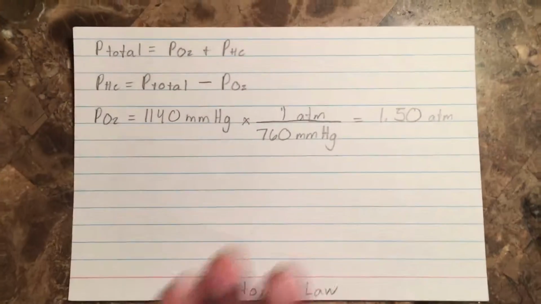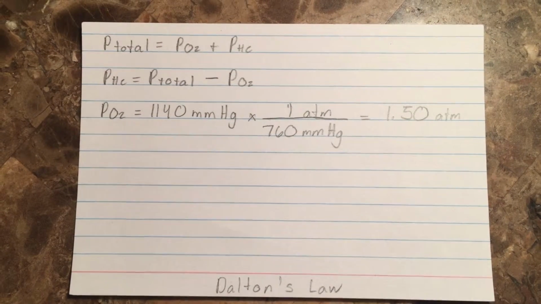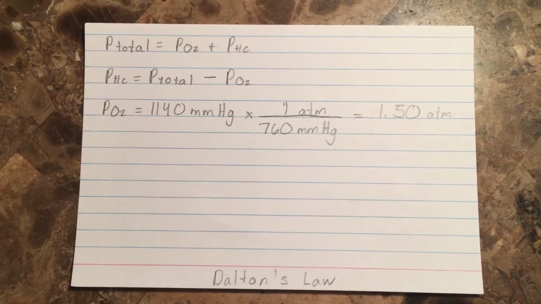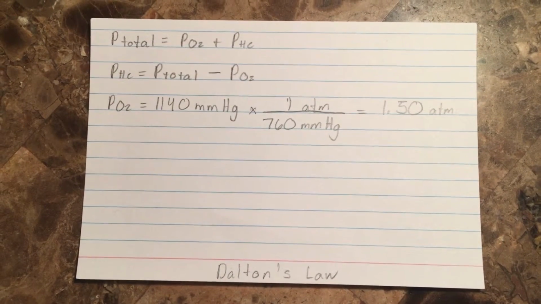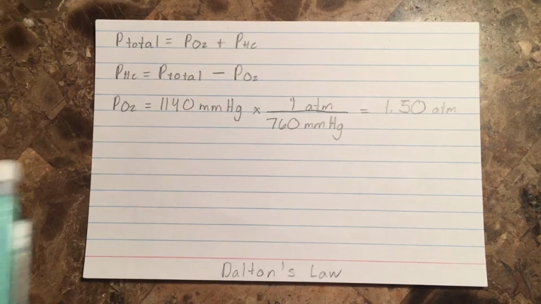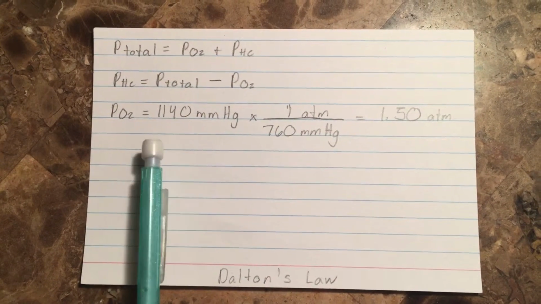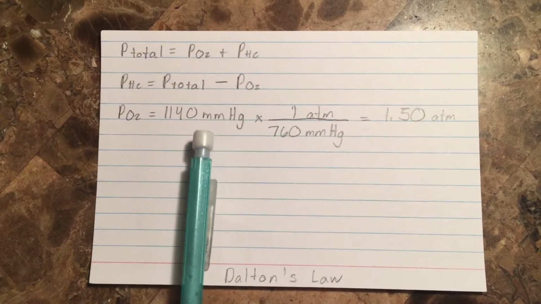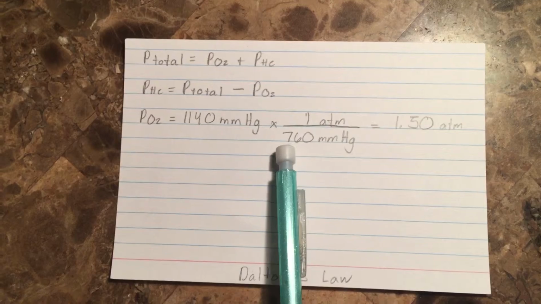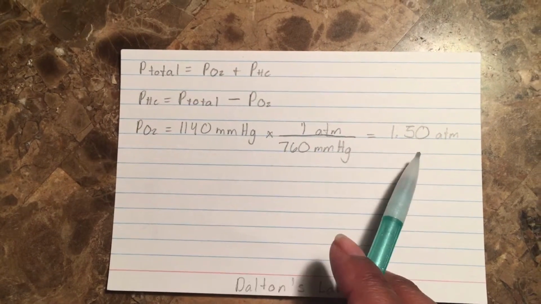Our equation tells us that P total equals P O2 plus P He. P helium equals the P total minus P oxygen. P oxygen must be converted to atm, so we take 1140 millimeters of mercury and multiply it by 1 atm divided by 760 millimeters of mercury to get 1.5 atm.